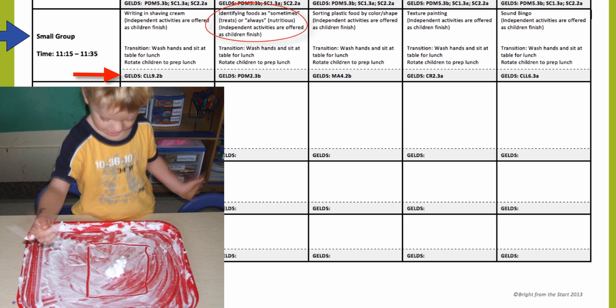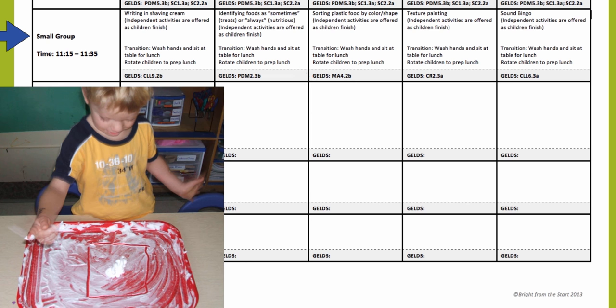On Tuesday, the teacher will help children identify foods as sometimes, treats, or always nutritious. This is PDM2.3B, distinguishes healthy food choices from less healthy food choices. On Wednesday, the children will sort foods into groups based on color or shape, which is MA4.2B, matches objects with similar attributes or characteristics.